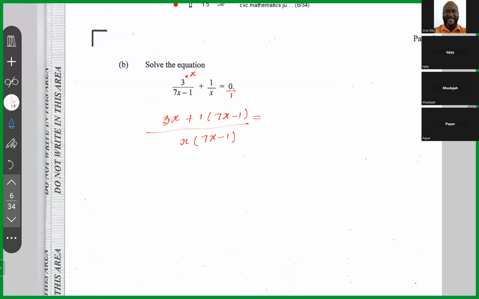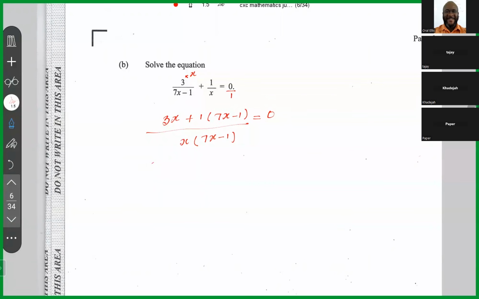And this is equal to 1 into the denominator is x multiplied by 7x minus 1. You multiply that by the numerator, which is 0. And you get what? 0. So I found the LCM. I use the LCM. Next, I'm going to discard the LCM. Discarding the LCM means going forward, I go forward without the LCM.